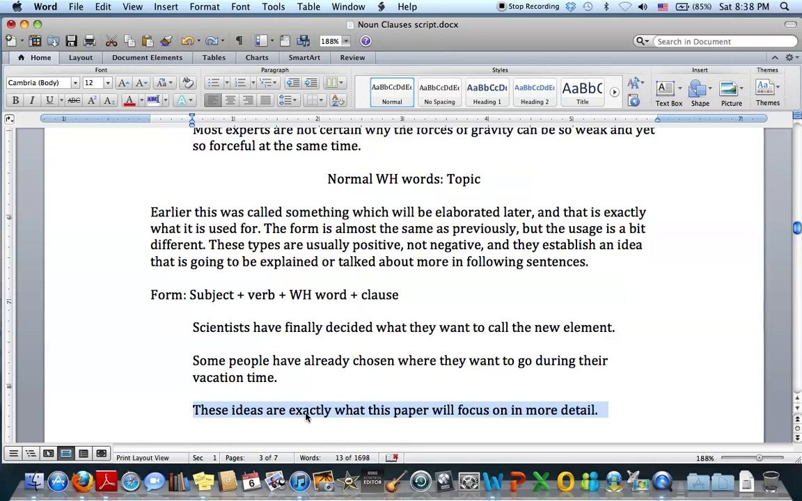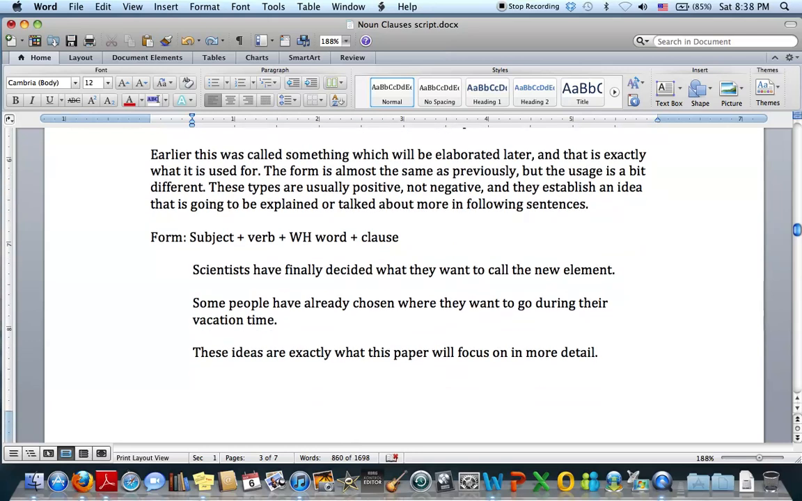Same deal right here. Here is another one. These ideas are what this paper will focus on in more detail. All right, and notice we've got this little adverb right here. But same deal. We've got subject, verb, and then WH word plus the rest of the clause. Okay, so that's establishing a topic.